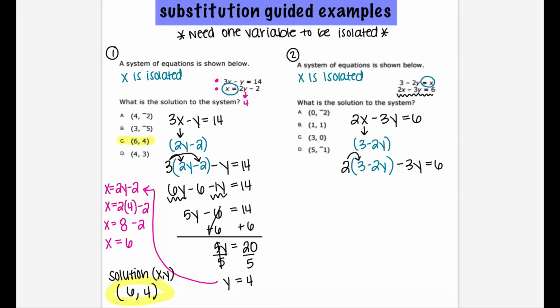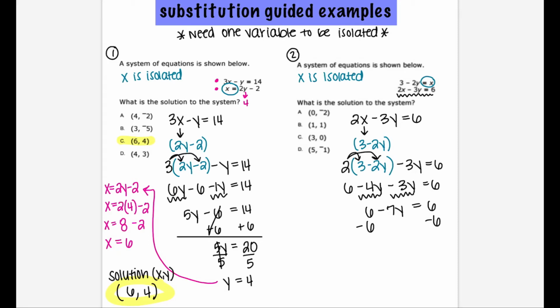Now we've got to solve this equation for y. First, we need to distribute. So that would be 2 times 3 is 6. 2 times negative 2y is negative 4y. Bring down negative 3y and equal 6. Now we can combine like terms. We have negative 4y minus 3y. So negative 4 minus 3 is a negative 7y. So that gives us 6 minus 7y equals 6.